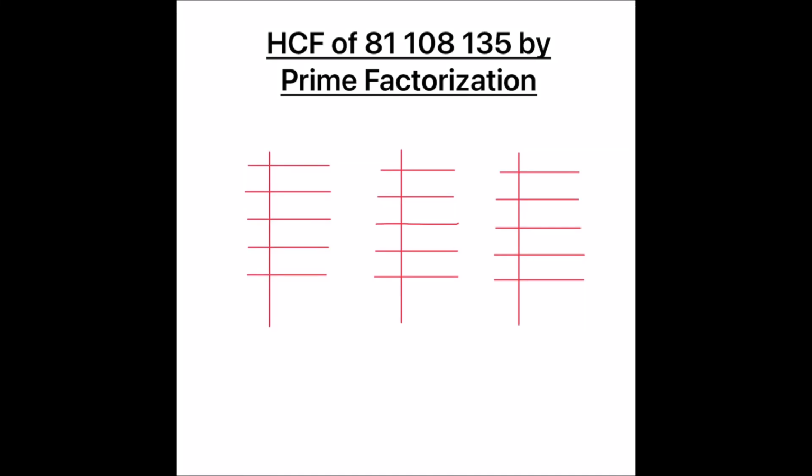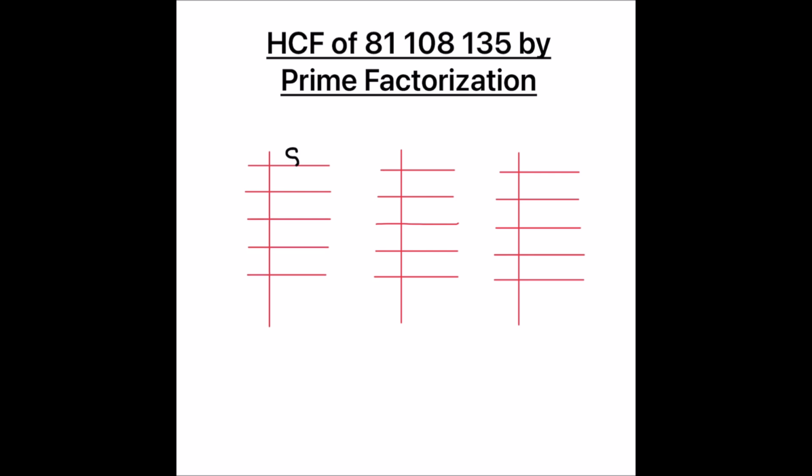Hello students, in this video we are going to learn how to find the HCF of three numbers using prime factorization methods. The three numbers are 81, 108 and 135. So for finding the HCF by prime factorization, we'll first find the prime factors of these numbers. So let's find the factors of all the three numbers separately by dividing the numbers by prime numbers.